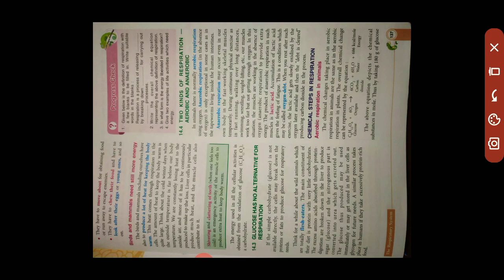In the nutrition chapter I also explained that from one molecule of glucose, 686 kilocalories of energy will be produced, or in the form of ATP, that is 38 ATP. So that is aerobic respiration. And here anaerobic respiration is given.